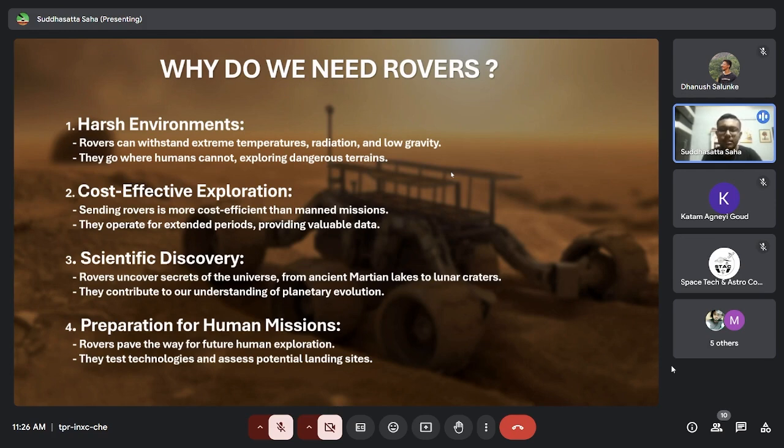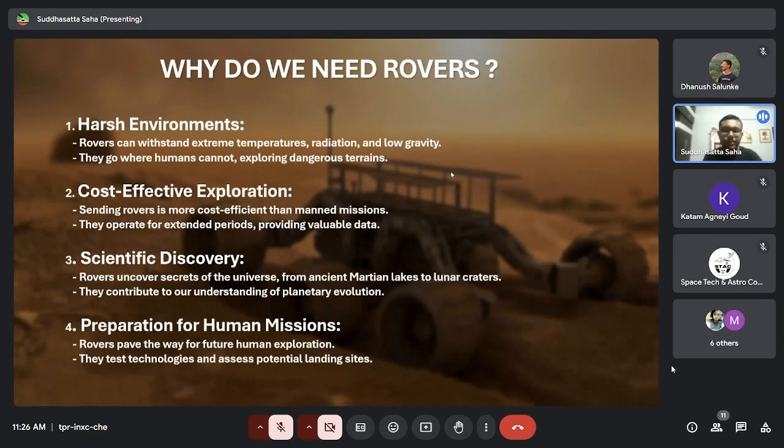And then we have this beautiful point of cost-effective exploration, because it is very cost effective to send something unmanned, which is capable of doing stuff without human intervention in real time. And then we also need rovers as they serve as a medium of scientific discovery, as already achieved by our previous rovers which were deployed on Mars and the Moon by various organizations. I'll come to that later.